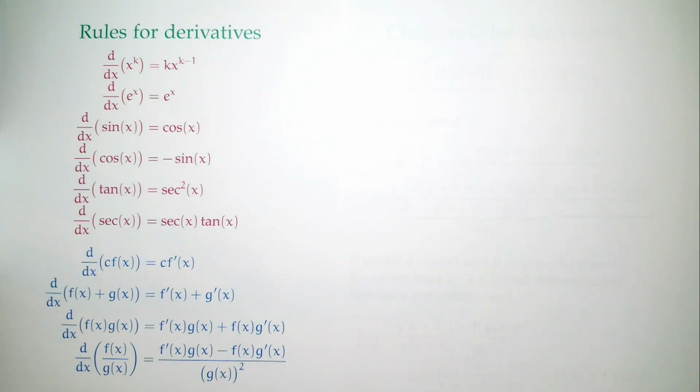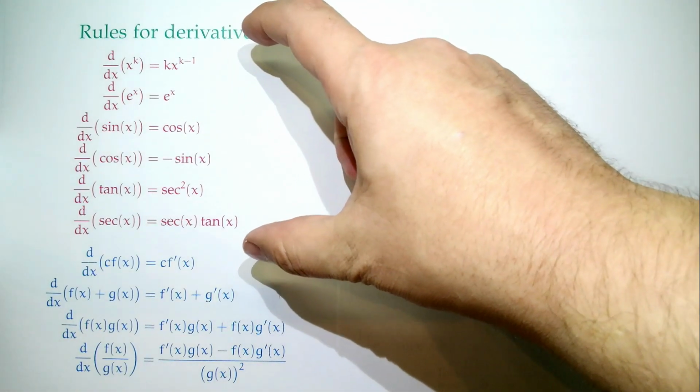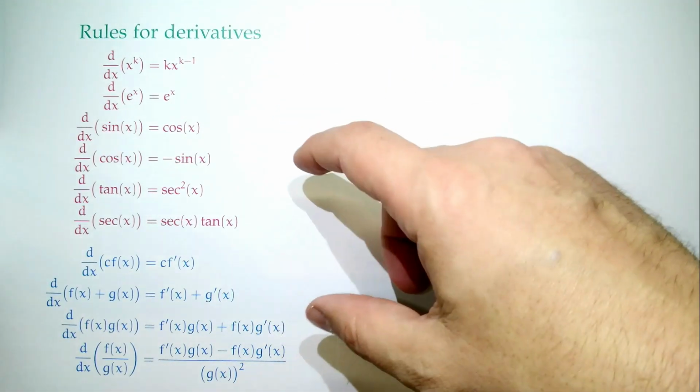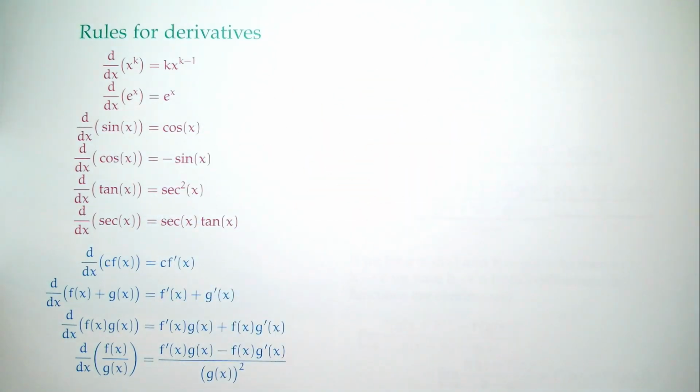So as we wrap up this part of the course, we're gathering this collection of rules for derivatives. And they fall into two categories. There's the question of what functions we work with. We have a bunch of them: x to the k, e to the x, sine, cosine, tangent, secant. We ask, what are the derivatives of those specific functions? And so we have 6 of them here.